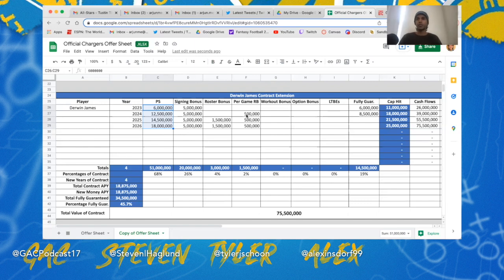I created this contract based on what Jamal Adams got. And also, if you don't know, Derwin James is represented by David Mulugeta, who is the lead agent for Athletes First, which is an agency. He also represented Kevin Byard and Budda Baker when they reset the market. So I had to look at their contracts, see what they got, right? And they all pretty much got decently high signing bonuses and roster bonuses in the final years. Kevin Byard actually had per game roster bonuses of, I think, 500,000 in every single year of his contract.